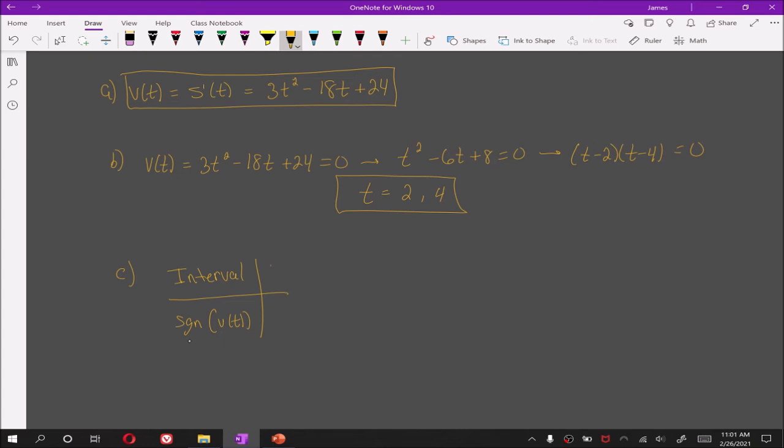Well, over the first interval, remember, time has to be non-negative, so it starts at 0. So from the time 0 to when it is at rest, what is the sign of velocity? So we pick a number, pick 1, plug it into v of t. Right, so we'll get 3 minus 18 plus 24. Right, so 27 is definitely greater than 18, so that is positive.